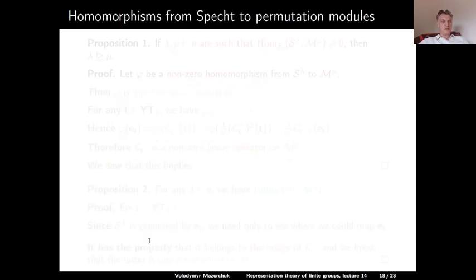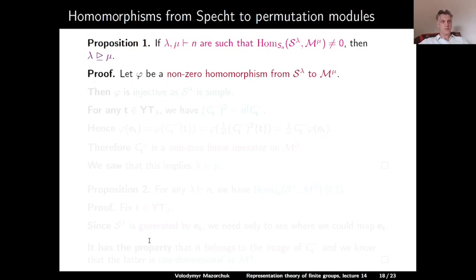Next, let us discuss homomorphisms from Specht modules to permutation modules. Proposition 1. If lambda and mu are partitions of n, and they are such that there is a non-zero homomorphism from S lambda to M mu, then lambda dominates mu. Proof. Let phi be a non-zero homomorphism from S lambda to M mu. Then phi is injective because we have just proved that S lambda is a simple module.